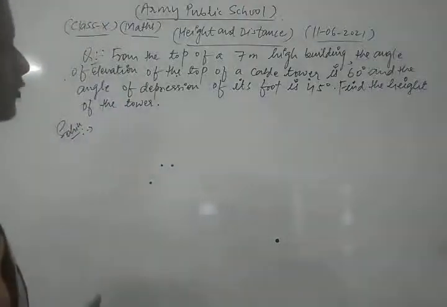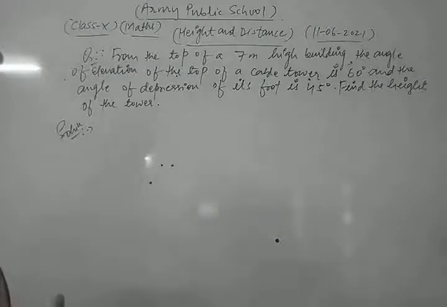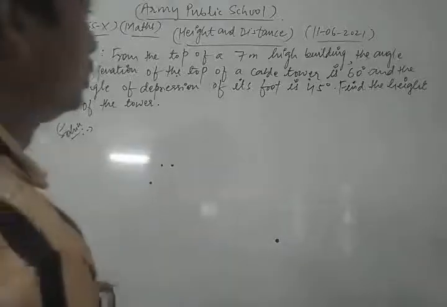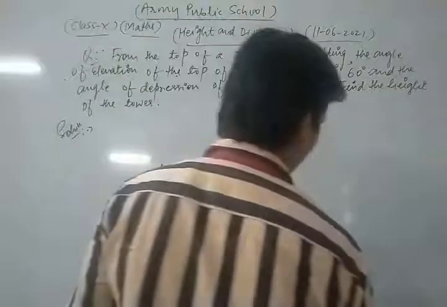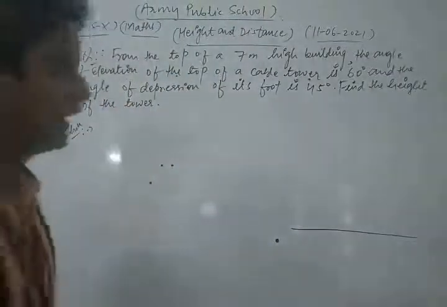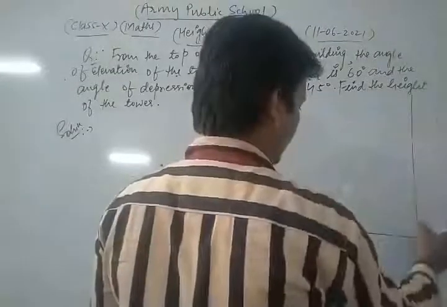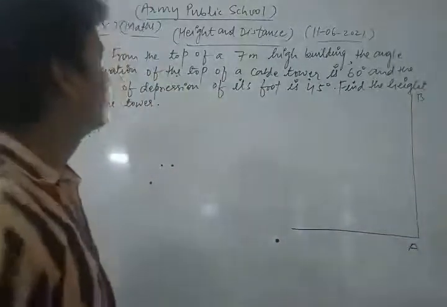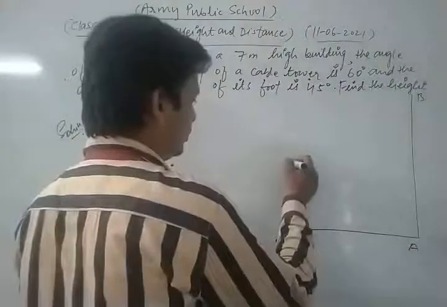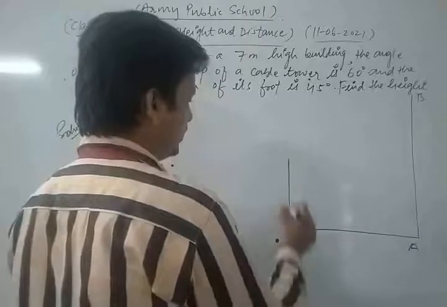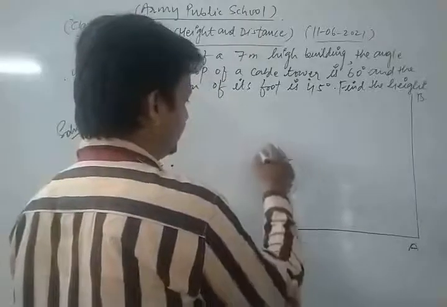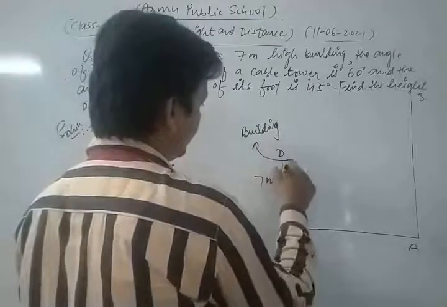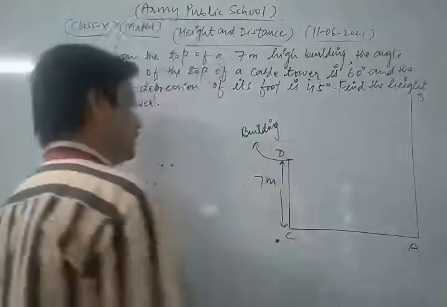So in that question, from the top of a 7-meter high building, the angle of elevation of the top of a cable tower. Now first of all we draw a horizontal surface and we stand up the cable tower. Let us take AB as the height of the cable tower, and we draw a 7-meter high building. Let us take CD as the 7-meter high building. This is your building, which is 7 meter high.